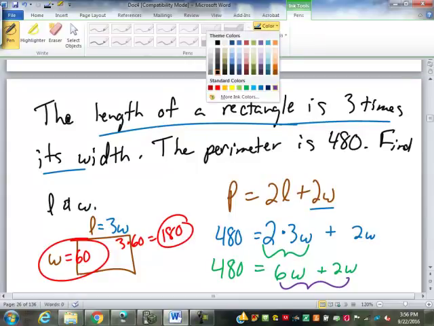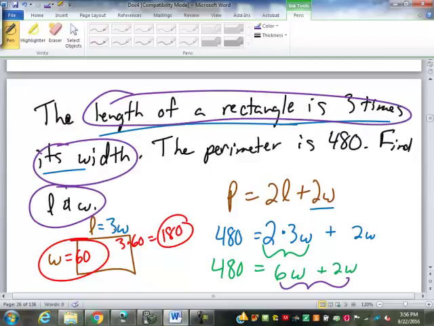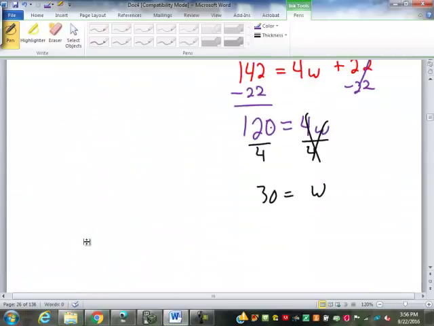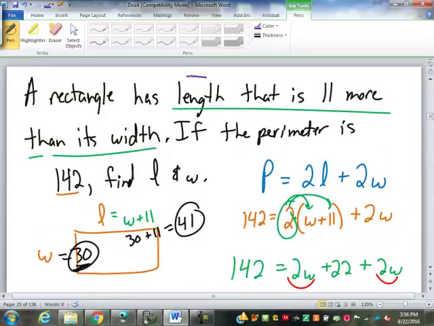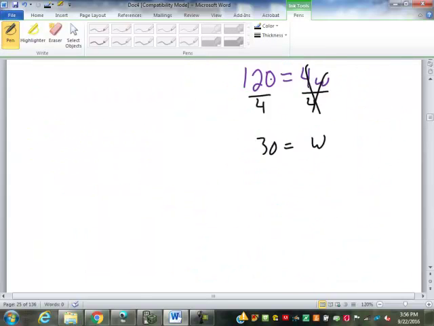In both equations, you're trying to find both the length and the width. It's just in this one, it says the length is 3 times the width. So the length is 3 times W, a number times W. Up here, we said the length is a certain number more than the width. This one was 11 more than the width. So the length was W plus 11, or plus a number. But in both cases, you're finding both. It's just the length is done in terms of the width. Now, it is possible to have one of those equations where you're finding L and you're using L to find W.